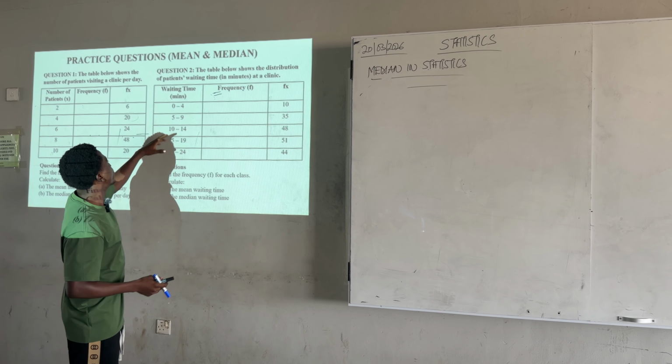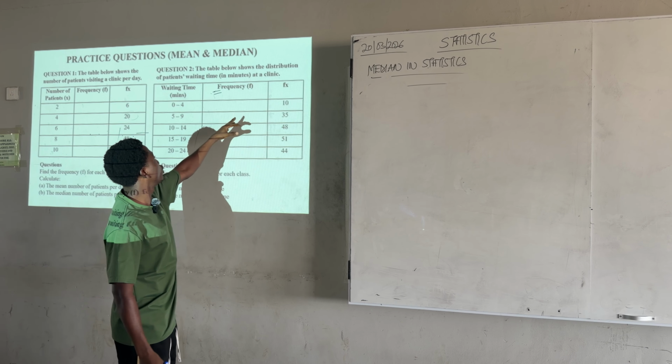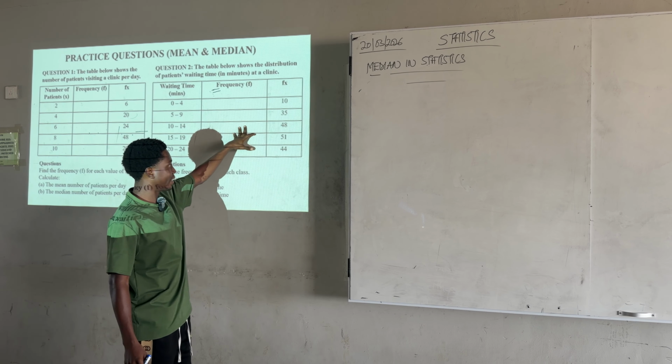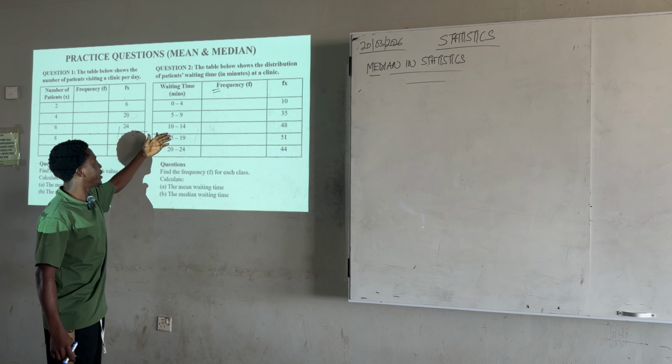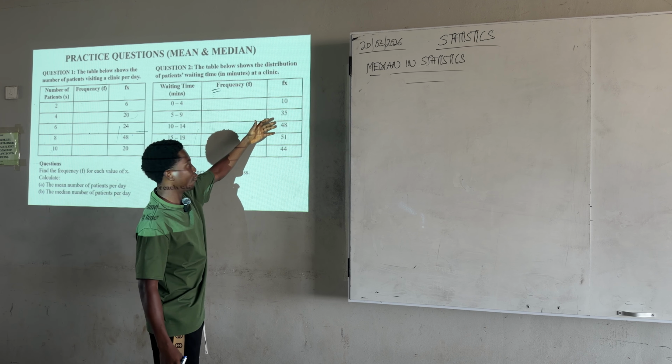So we have another example over here. That's question 2. The table below shows the distribution of patient waiting time in minutes at the clinic. So we have our waiting time column over here, we have the frequency column, and we have the fx.